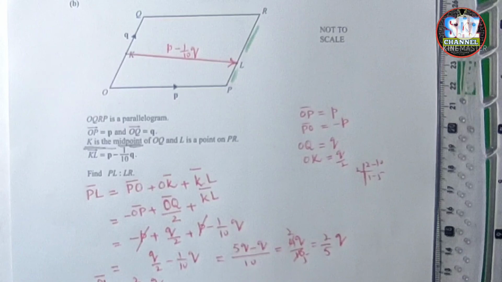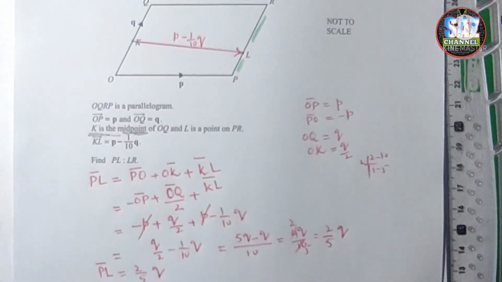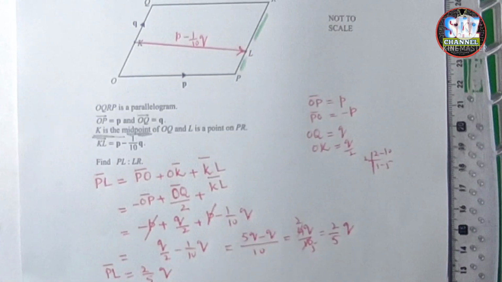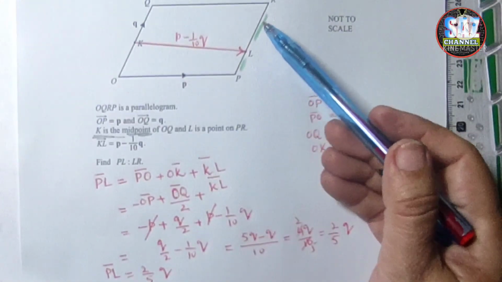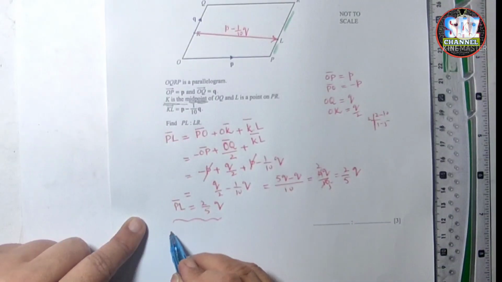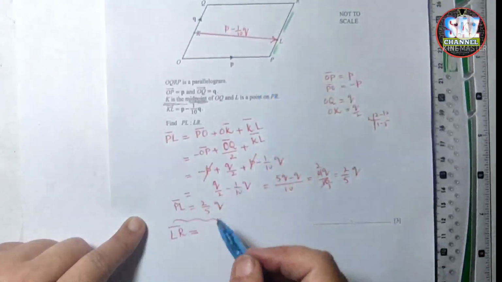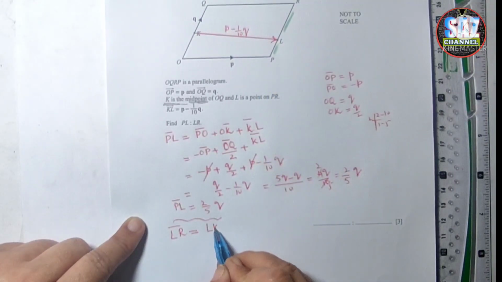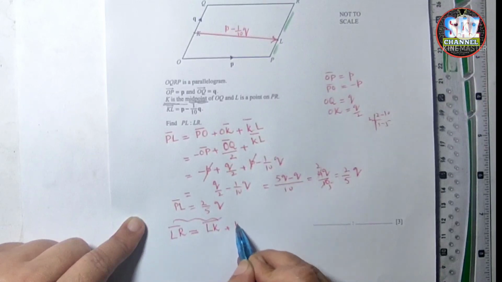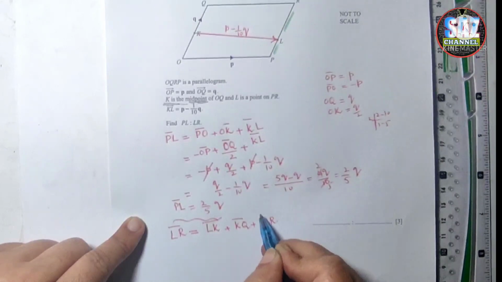Through observation, we can easily get the answer for LR: out of 5 parts, 2 parts are for PL, so 3 parts will be LR. But let's perform the calculation as well. Now think about how to get the answer for LR. Again, start the movement from L to K, plus K to Q, plus Q to R.